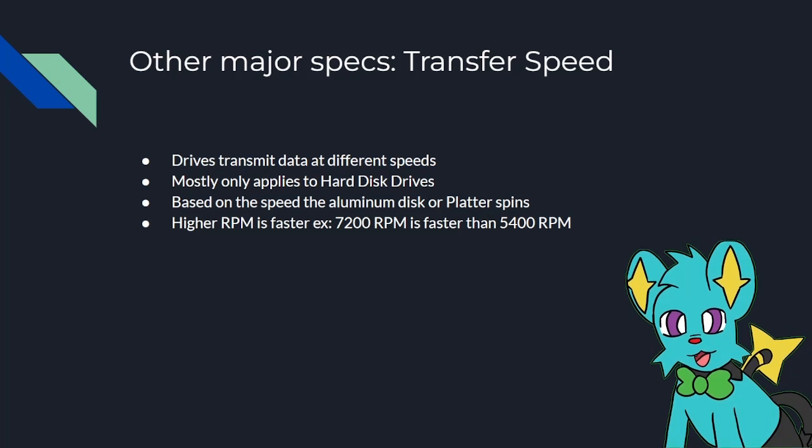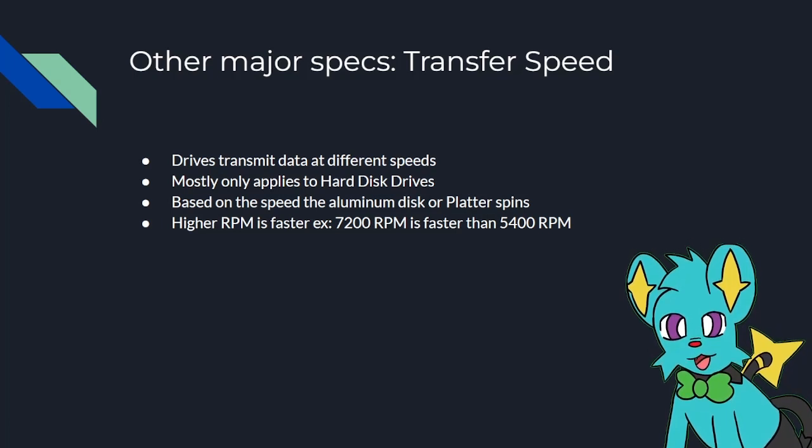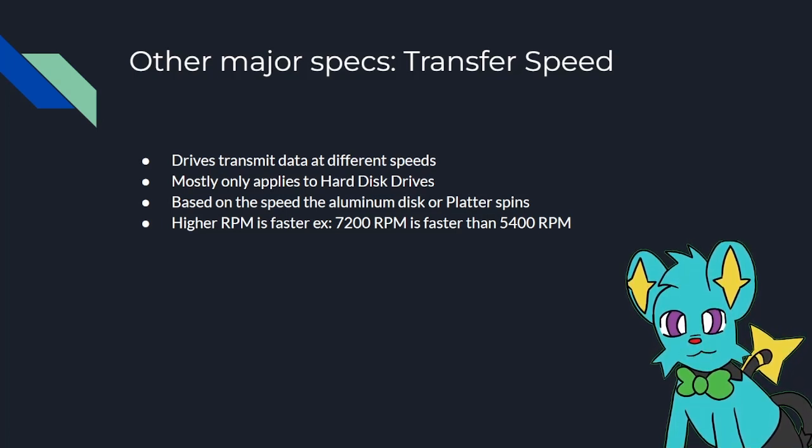You also want to look into your transfer speed, which is the speed at which your drive can transfer the data. It only applies to hard disk drives, and it is based on how the platter, or the aluminum disk within the hard disk drive, can spin. The higher RPM value is faster. For example, 7200 RPM is faster than 5400 RPM. Seems pretty self-explanatory, but I figured I'd point it out just in case.